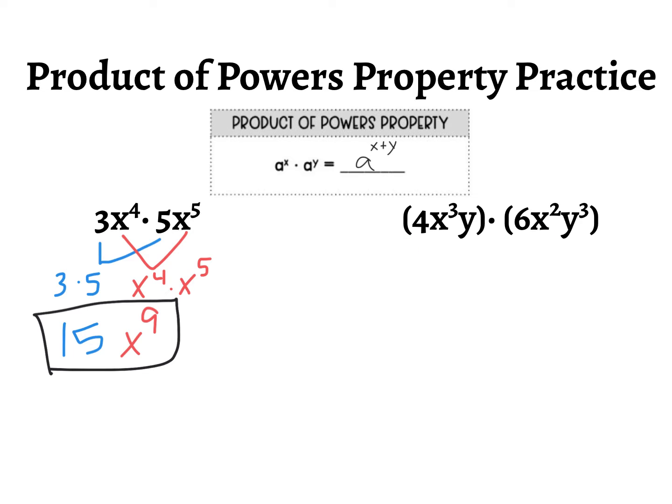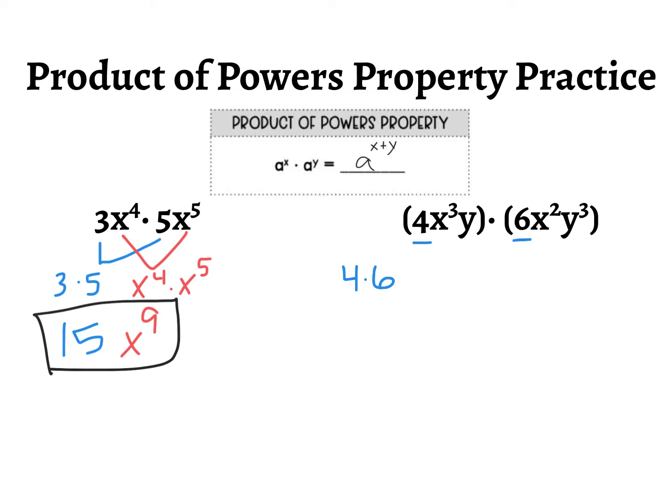Let's give this one a try. Which ones will be grouped together? Well, the 4 and the 6 will be grouped together, the x's will be grouped together, and the y's will be grouped together. And I'll do those in different colors. I'll combine first the numbers. 4 and the 6 are like terms. So I really have 4 times 6.